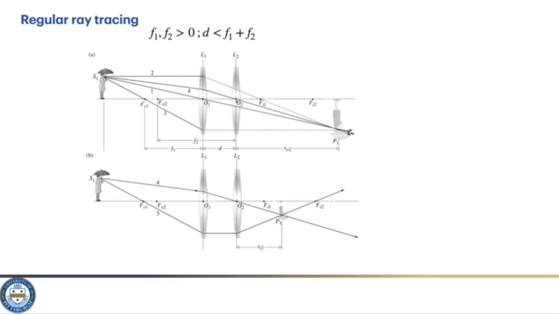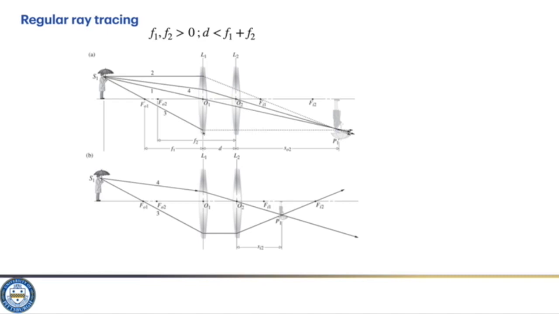And since it must have originated from the same image object point, we can simply trace it all the way back to the object point. And so when it hits the lens L1, it has to bend enough to go back to the object point. So now we have one ray, which is the ray that went through the center of lens L2.